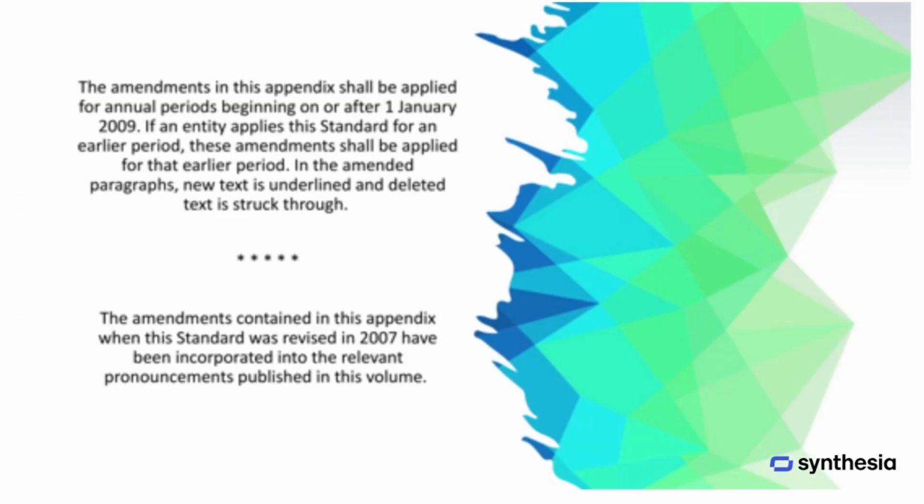The amendments in this appendix shall be applied for annual periods beginning on or after the 1st of January 2009. If an entity applies this standard for an earlier period, these amendments shall be applied for that earlier period. In the amended paragraphs, new text is underlined and deleted text is struck through. The amendments contained in this appendix when this standard was revised in 2007 have been incorporated into the relevant pronouncements published in this volume.